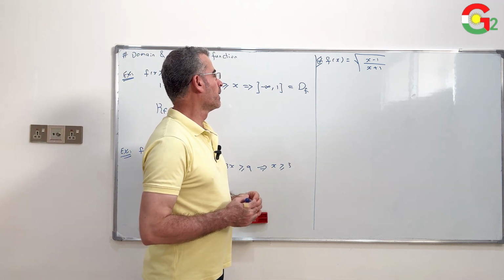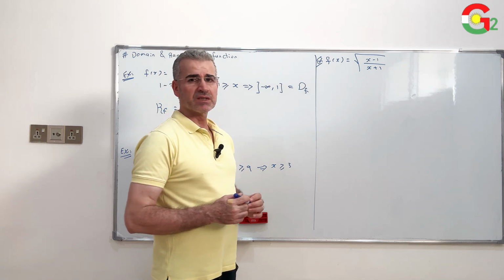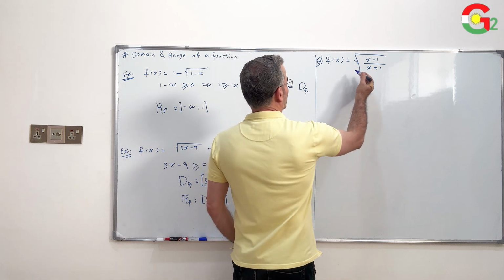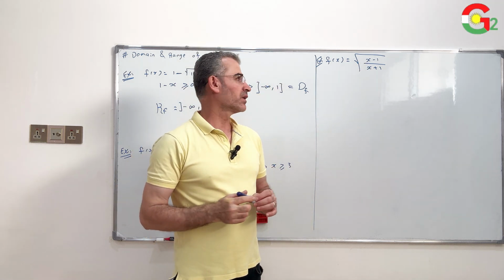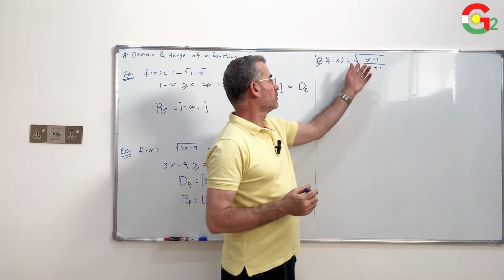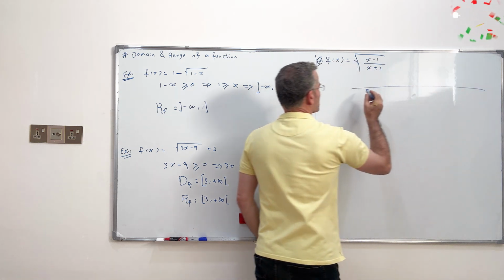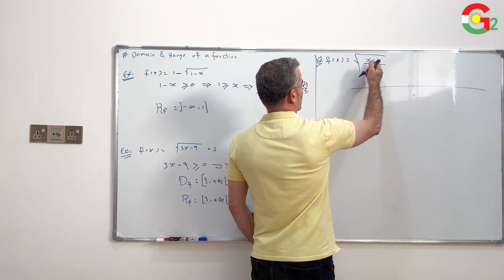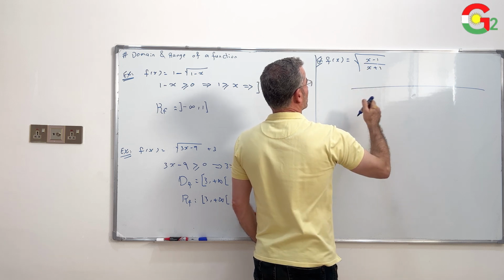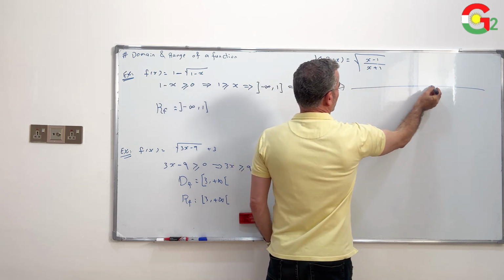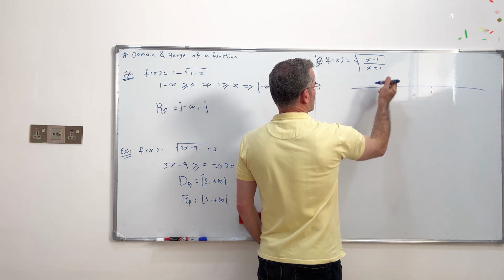Example, find the domain and range of this function. I have a rational function inside the root, and I want the inside of the root to be positive. How do I get the positive from the inside of the root? Look, what is the value that makes x minus 1 equal 0? It is 1. What is the value that makes x plus 1 equal 0? It is negative 1.